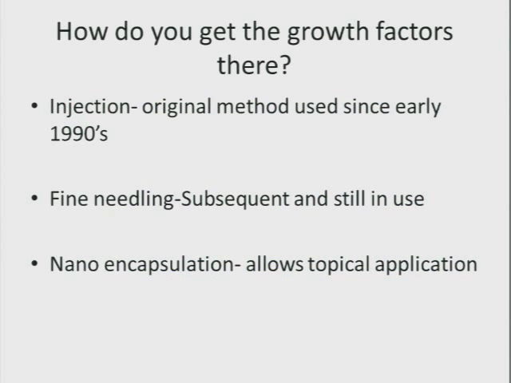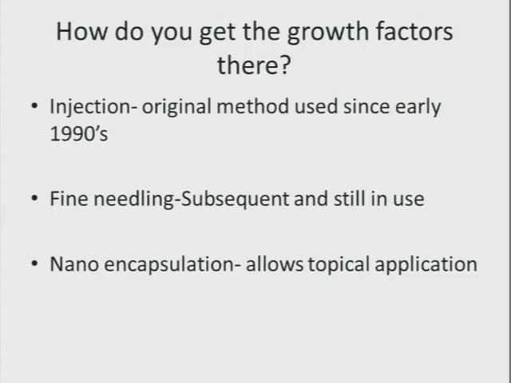Okay, how did you get them? Originally, you had to inject them. Then we got into fine needling, and now we have nanoencapsulation. Okay, remember I said to you two things. Does it work, and can you get it there? So you've got to be able to get your topical cytokine and chemokine into that dermal-epidermal junction, which means it needs to be protected to some degree. It means it needs to be able to pass through gap junctions of the skin. And it means, to some degree, it has to be lipid-soluble.